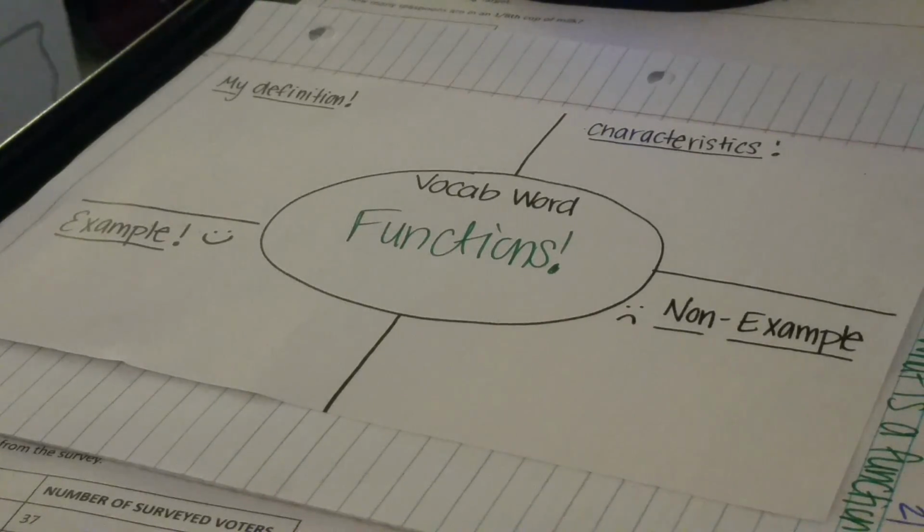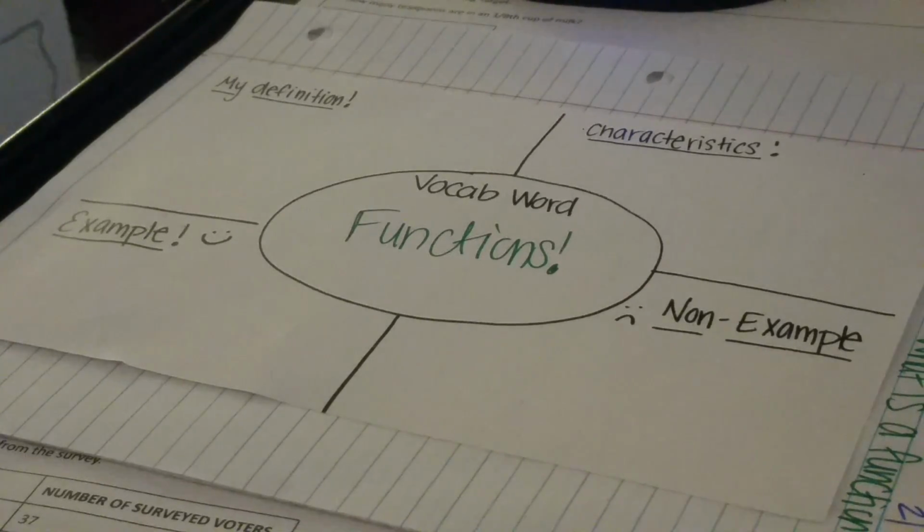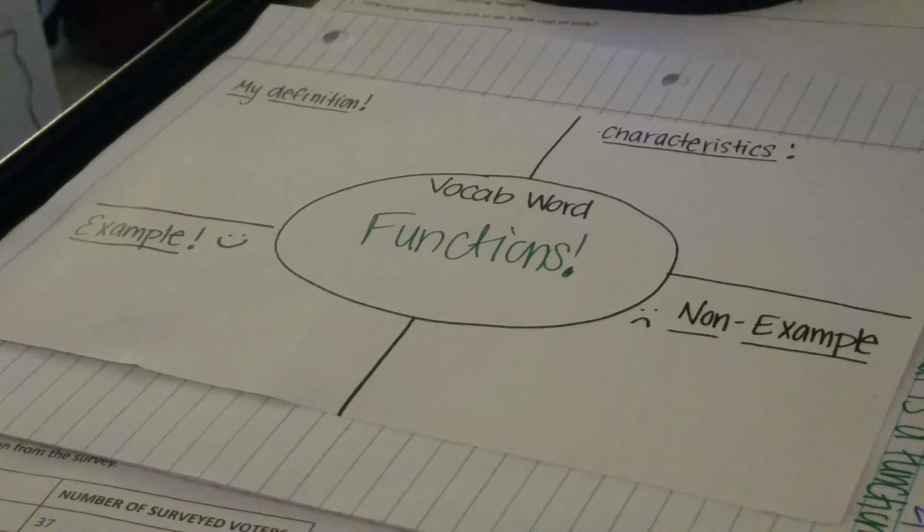Alright, so we're going to start by defining a function, and then we're going to list the characteristics, and then we're going to do some non-examples and examples. So, my definition. Underneath my definition, I want you to write the following.